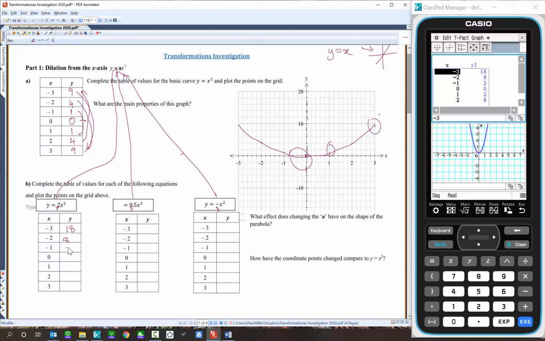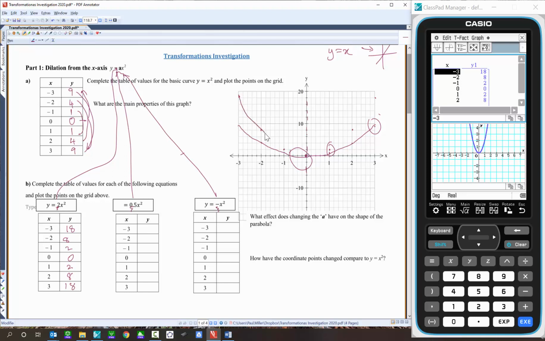18, 8, 2, 0, 2, 8, and what I presume will be 18. All right, let's plot those points. So we've got 0, 0, negative 1, 2, which is there, 1, 2, which is there, 2, 8, and negative 2, 8, there, there, and 18, all the way up there, and there. Okay, so you see what happens with this A value here being 2.